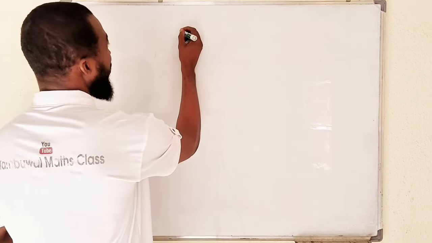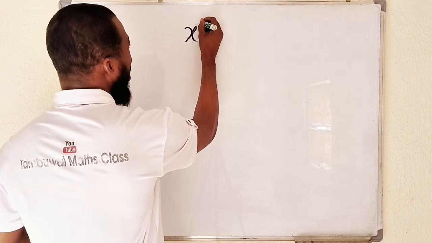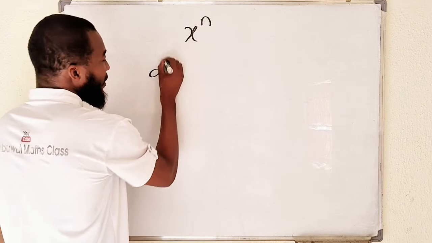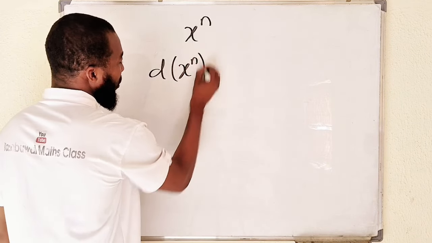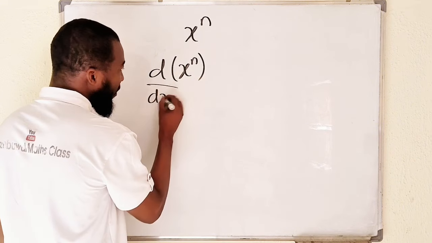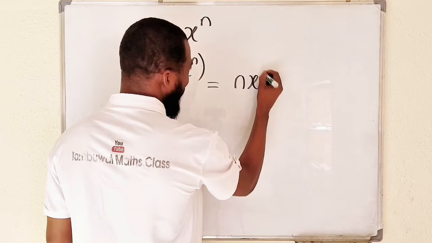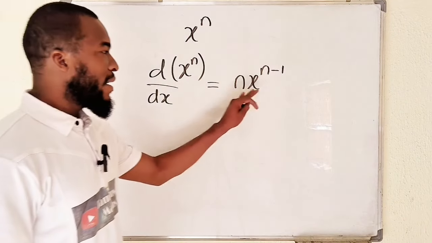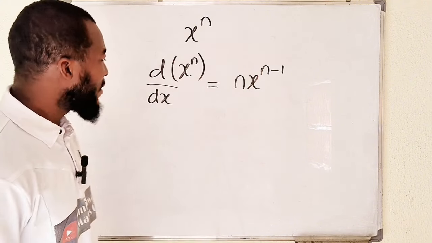Generally, if you have a function like x raised to the power of n, the derivative of x raised to the power of n with respect to x is equal to nx to the power of n minus 1. So let me give you an instance.